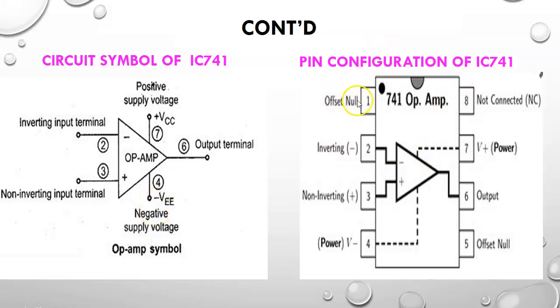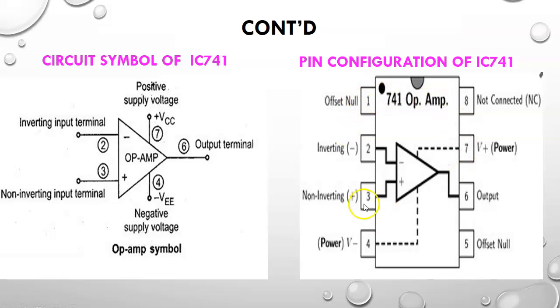The pin configuration has 8 pins. First one is offset null, second one is inverting input terminal, third one is non-inverting terminal, fourth one is negative supply, that is minus 15 volts should be given. Fifth pin is offset null, sixth pin is output, that is, output is taken across this pin. Input is connected between either 2 or 3 or between 2 and 3 pins. Seventh pin is positive power supply, plus 15 volts should be given, and 8th pin is not connected. This is an 8-pin IC.